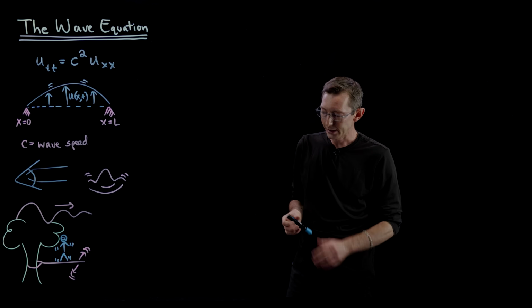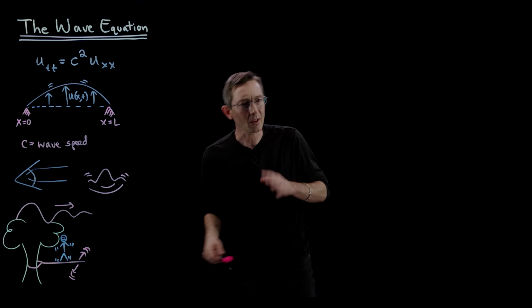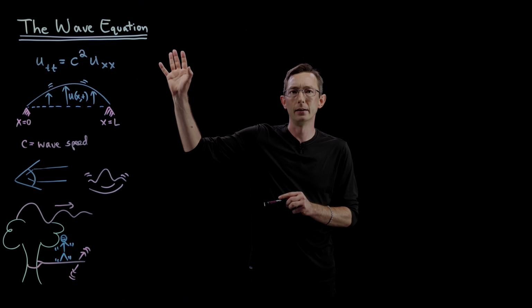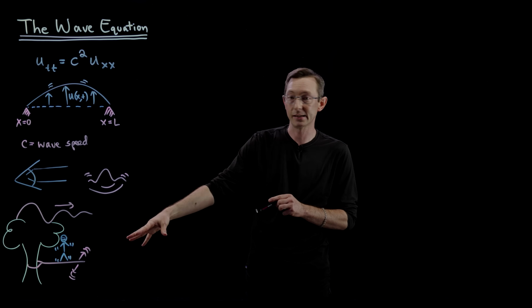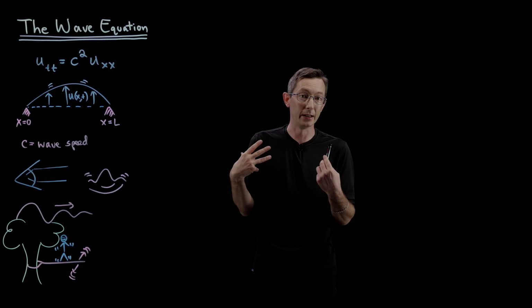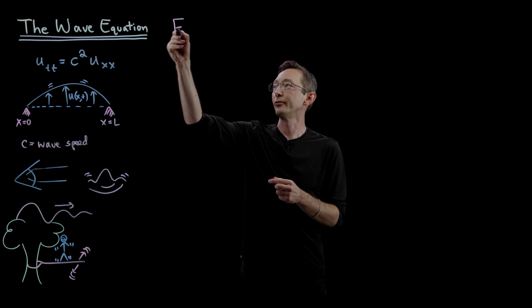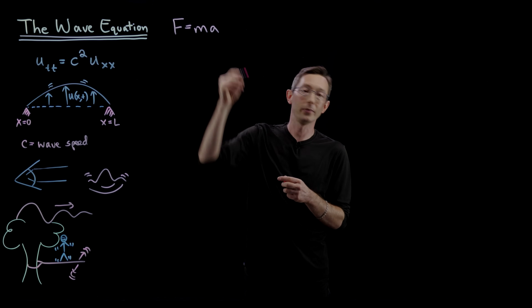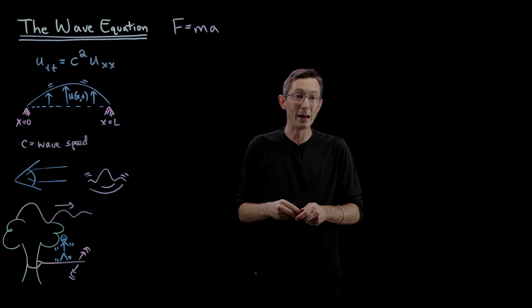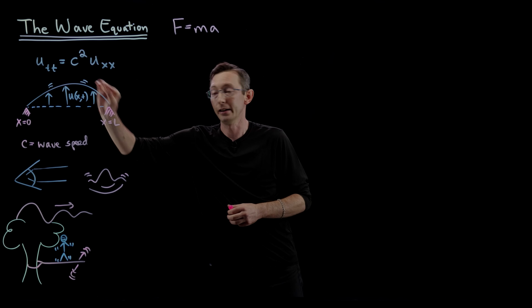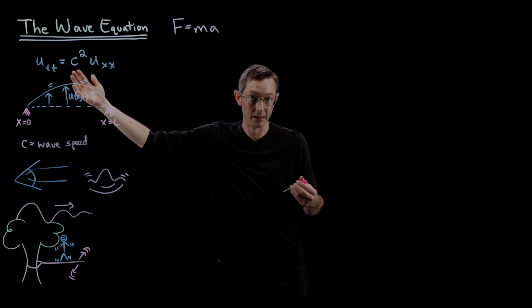And so what I like to think about is, at the end of the day, the wave equation is actually one of the simplest equations to derive in physics, because it really is just F equals ma. It is the conservation of momentum in this kind of elastic, springy medium.